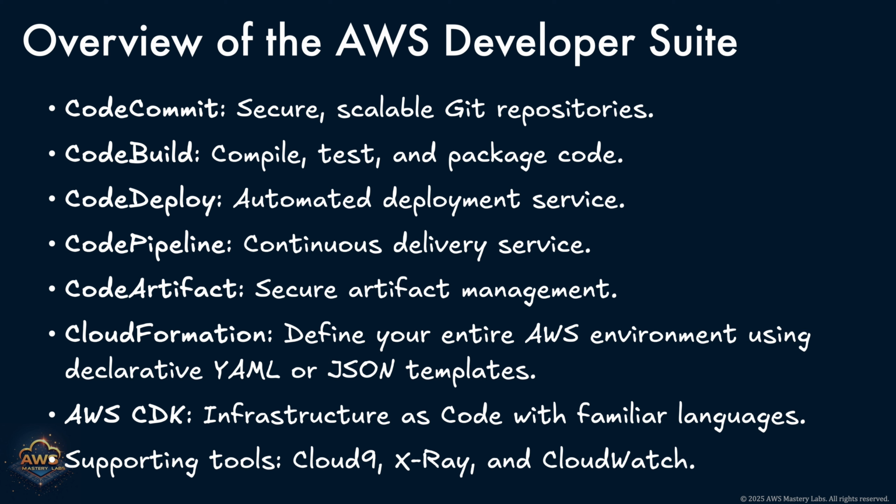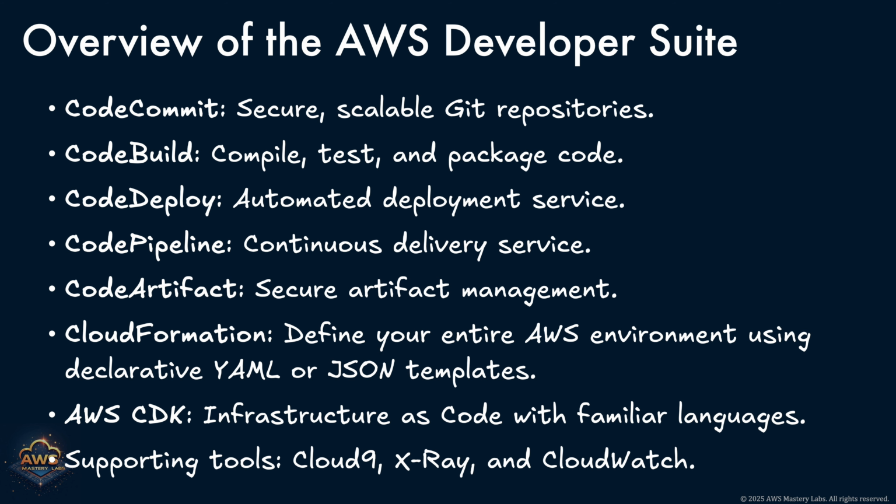Next is AWS CodeBuild. This is a fully managed continuous integration service. It compiles your source code, runs automated tests, and packages your application, so you can catch issues early and deliver high-quality software faster without managing your own build servers. Then we have AWS CodeDeploy. CodeDeploy is an automated deployment service that helps you safely and efficiently deploy your code to Amazon EC2 instances, AWS Lambda functions, or even your on-premises servers.